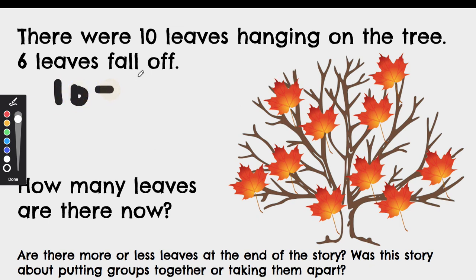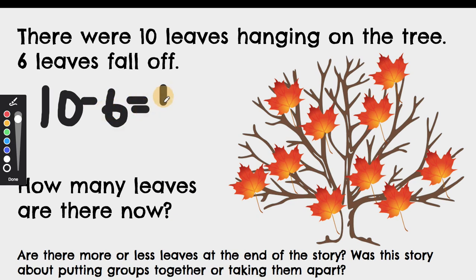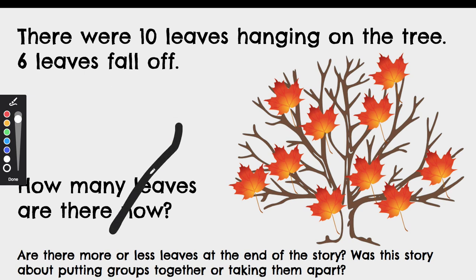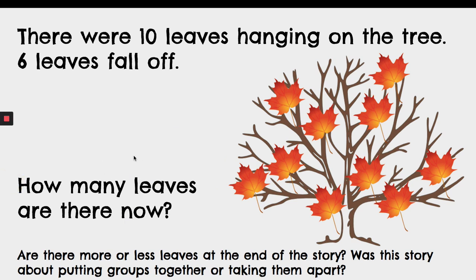Because I can look here. 10 minus 6. So I have 1, 2, 3, 4, 5, 6, 7, 8, 9, 10. And I take away 1, 2, 3, 4, 5, 6. I have 1, 2, 3, 4 left. So my equation is going to be 10 minus 6 equals 4. So now when I look at this equation, I want to see, are there more or less leaves? Are there more or less leaves at the end of the story? There are less leaves at the end of the story, right?